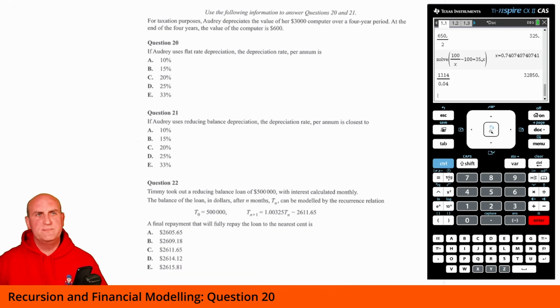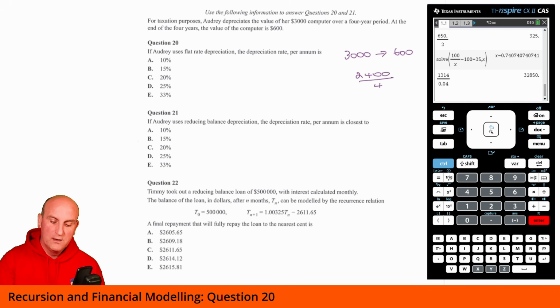For taxation purposes, Audrey depreciates the value of her $3,000 computer over a 4-year period. At the end of the 4 years, the value of the computer is $600. If Audrey uses the flat rate depreciation, now, flat rate depreciation means it goes down by the same amount every single year. So it started at $3,000. It ended up at $600. So it lost $2,400. Okay, but that was over 4 years, which means it lost $600 per year.